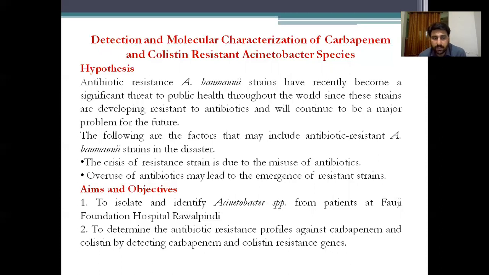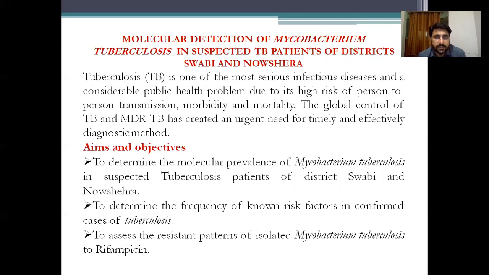Now, the aims and objectives of the study are to isolate and identify Acinetobacter species from patients at Fauji Foundation Hospital in Rawalpindi city of Pakistan, and to determine the antibiotic resistance profiles against carbapenem and colistin by detecting carbapenem and colistin resistance genes. These are the objectives based upon the hypothesis presented, that antibiotic resistance is developing in Acinetobacter species. It is going to be a threat, and it might be because of the misuse or overuse of antibiotics that has led to the emergence of resistant strains, and the objectives are presented based upon that.